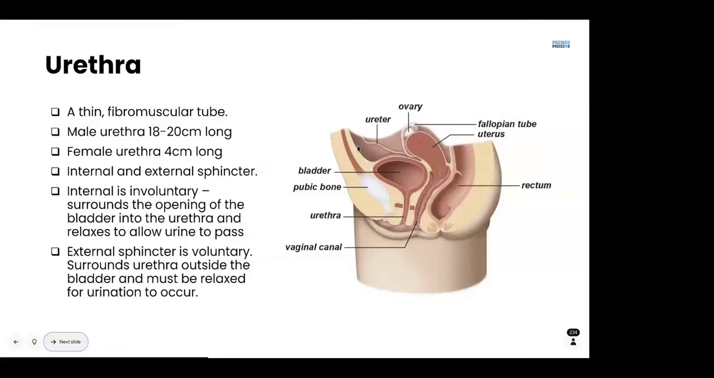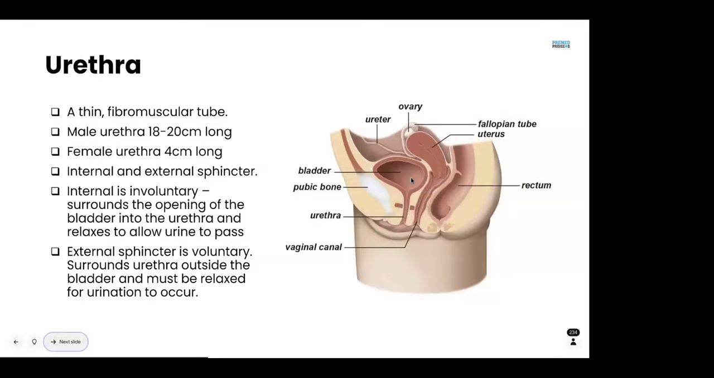And then we have the urethra, which is a thin tube, similar to the ureters, and they transport urine from the bladder to the outside world. Just remember that in males, it's much longer. A male urethra is 18 to 20 centimeters long, whereas a female one is 4 centimeters long. It has sphincters in place to make sure that urine doesn't leak, and it empties through, controlled by your parasympathetic nervous system.